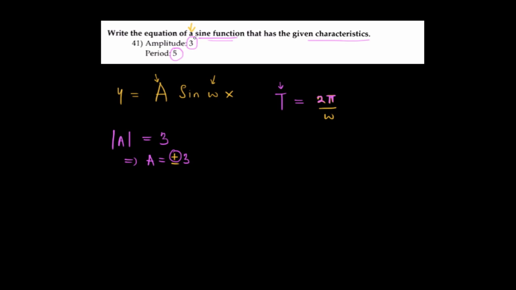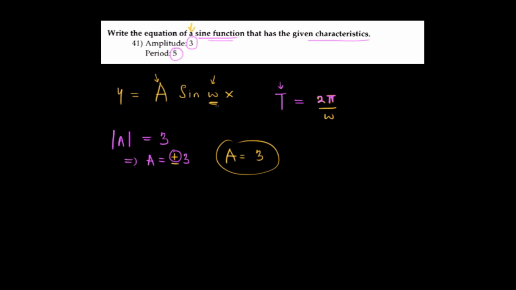So a equals plus or minus 3, right? Since it says just write the equation of just one sine function, we just need one of them. So either you choose your a to be 3 or you choose your a to be negative 3, you're still correct. But by convention, they usually choose a to be positive, so we are going to take our a to be 3 just by convention. So now we know our a.